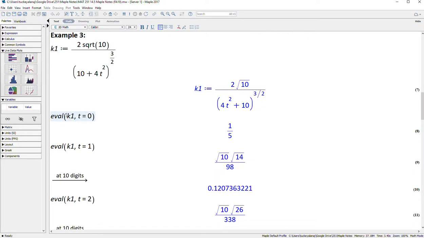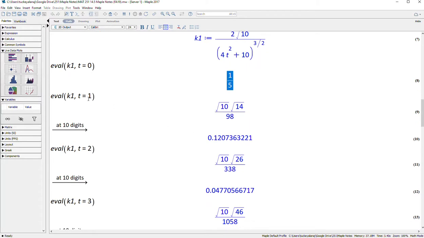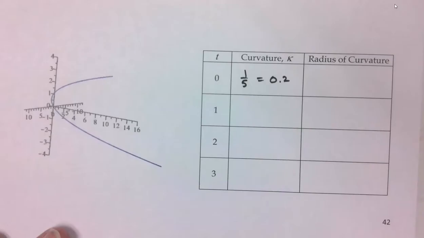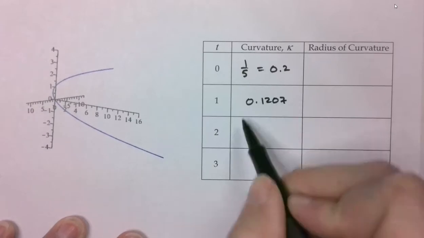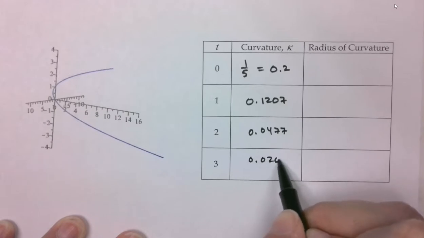And then I'm telling it to evaluate kappa at the different values. So t equals 0 gets me 1/5, which is 0.2. So that would be my curvature for the first bit. And then the curvature at the next bit for t equals 1 would be 0.1207, then 0.0477, and 0.0203. So I'm going to put those values right in here. So this was 0.2 because that's what 1/5 is. This is 0.1207. This was 0.0477 and 0.0203.